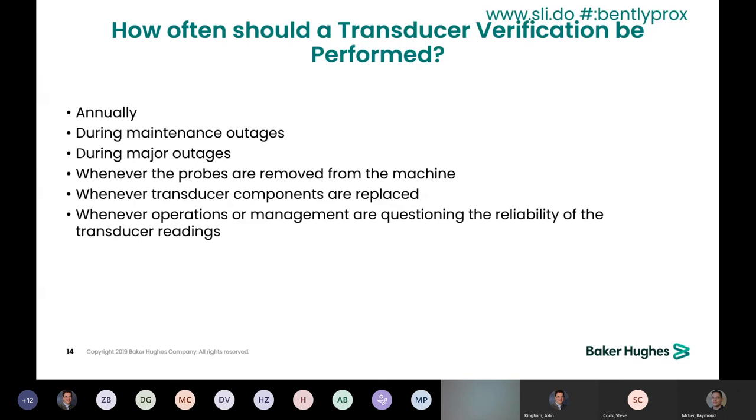So how often should verifications be performed? At a minimum, verifications should be performed during major maintenance outages or whenever the probes are removed. Transducer verifications cannot be performed too often, but they can be performed too seldom. The purpose of the verification is to establish credibility of the system. Ask yourself, does anybody question the vibration levels reported by these transducers? If the answer is yes, then a transducer verification should be performed at the next opportunity.